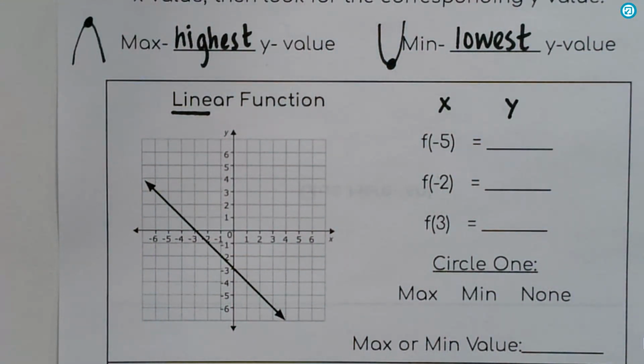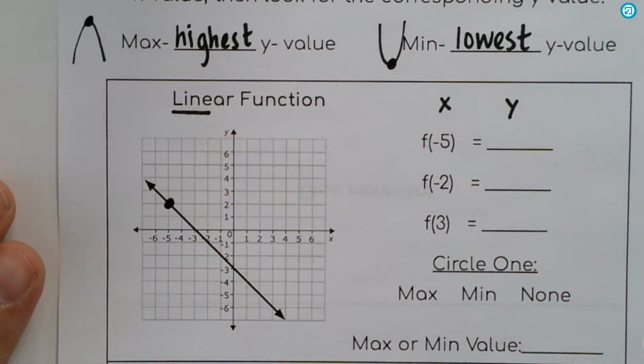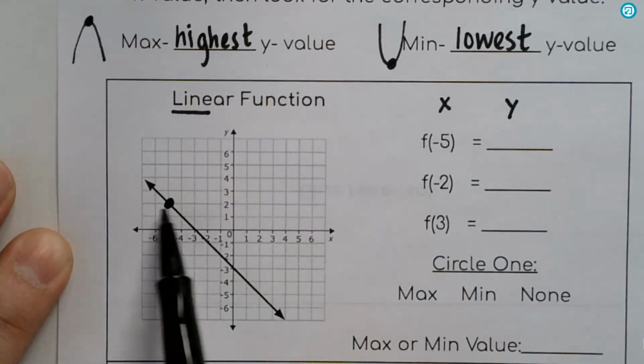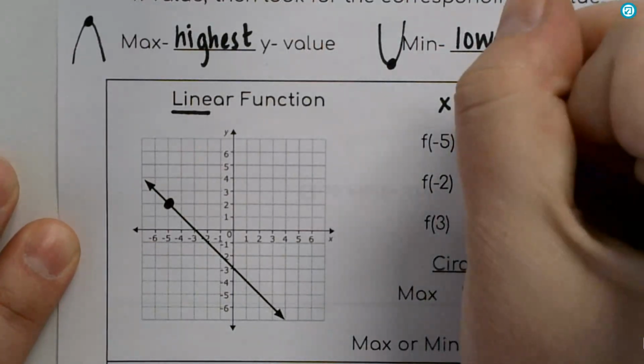So to find f of negative 5, I go on my x-axis to negative 5. I like to put a dot on my graph there, because then it makes it easier for me to follow it over and find my corresponding y value. F of negative 5 is 2.